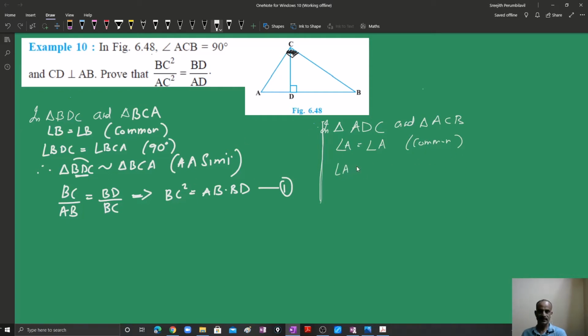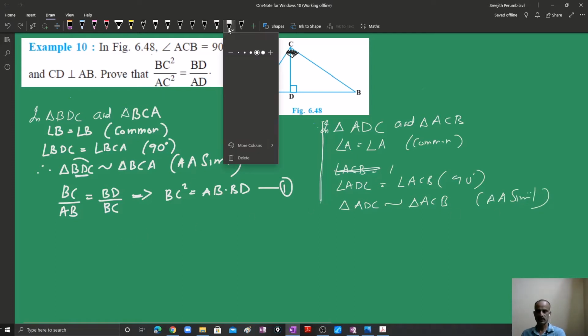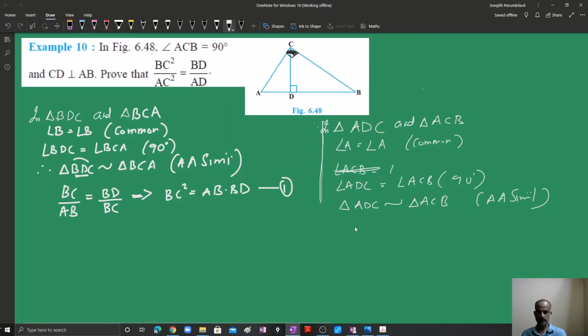Angle ADC is equal to angle ACB. Why? Both of them are 90 degrees. Therefore, triangle ADC is similar to triangle ACB with AA similarity.